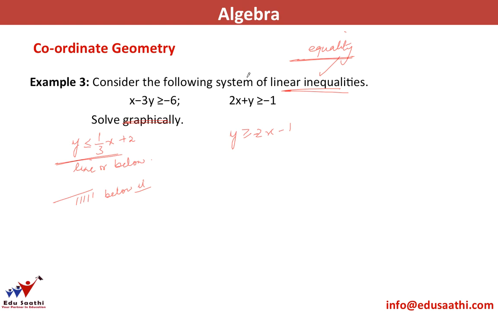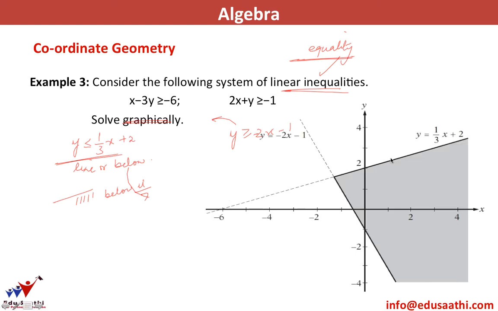Thus the solution set of the system of inequalities would consist of all the points that lie in a common region. That means below this line and above this line. If I draw these lines and plot the common region, this is what it will look like. This is the line y equals 1 by 3x plus 2, and every point below it would come here. And this is the other line, y equals minus 2x minus 1, and every point above it. This is the common region, and every point in this common region would be a solution of this system of inequalities.